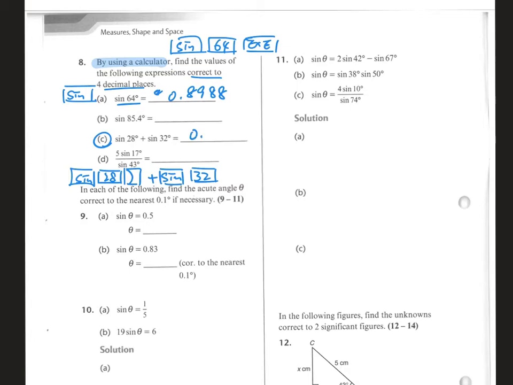Can you get the answer 0.9994 by yourselves? If you can, that's very nice. The other case will be we use the symbol called shift sine to find out the angle theta. If you want to find theta, it's like removing the sine. So that's the idea about shift sine.